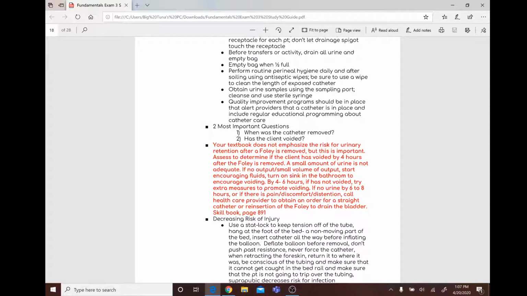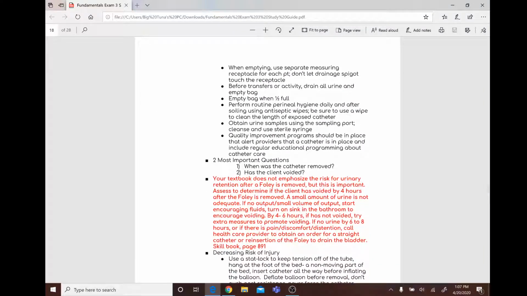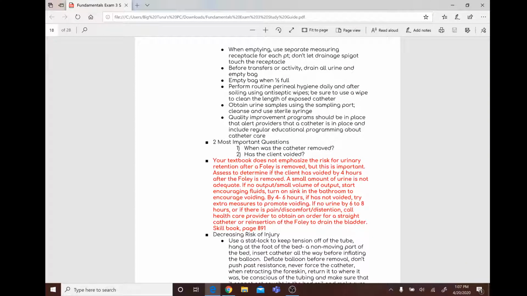Obtain urine samples using the sampling port. Cleanse and use sterile syringe. Quality improvement program should be in place that alerts providers that a catheter is in place. What are the two most important questions about a catheter? When was the catheter inserted and has the client voided?